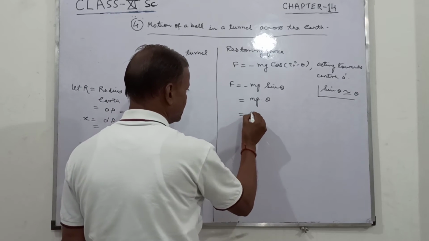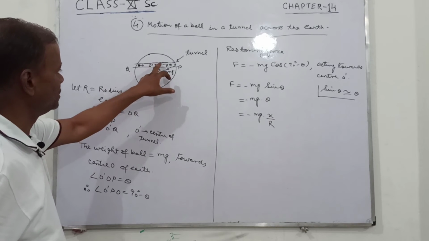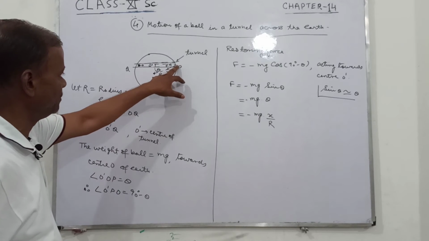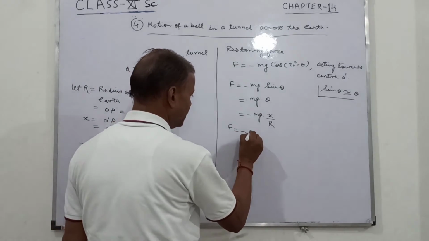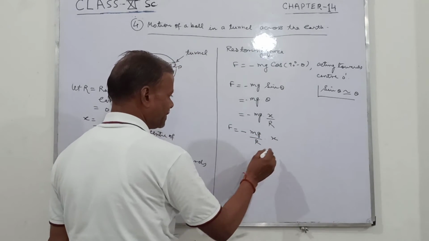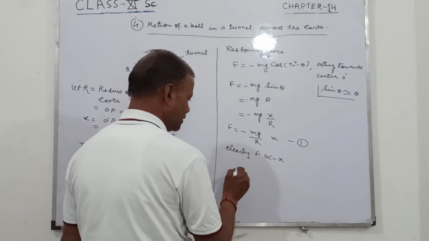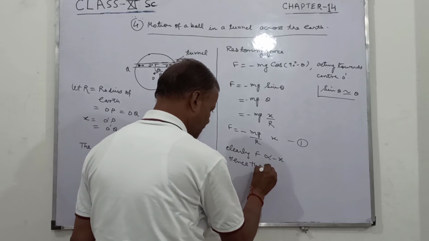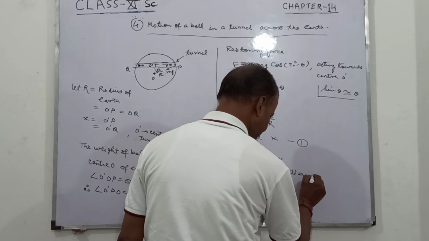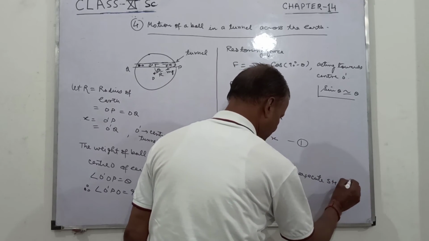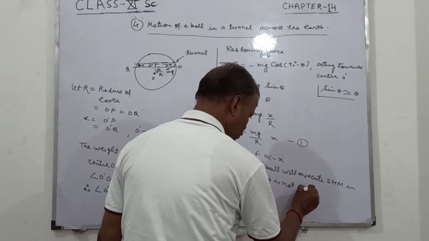And we can have minus mg into x upon r. This is a right angle triangle, and this is the angle theta, so sine theta is perpendicular upon hypotenuse. This is x, and this is OP, that is r. So F equals minus mg upon r into x. This is equation number one. Clearly F is proportional to minus x. Hence the ball will execute SHM in the tunnel. It will not go out of the tunnel.